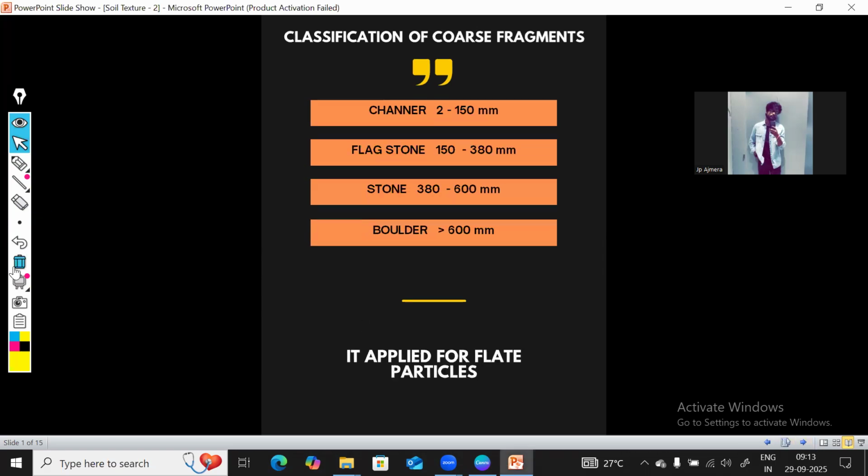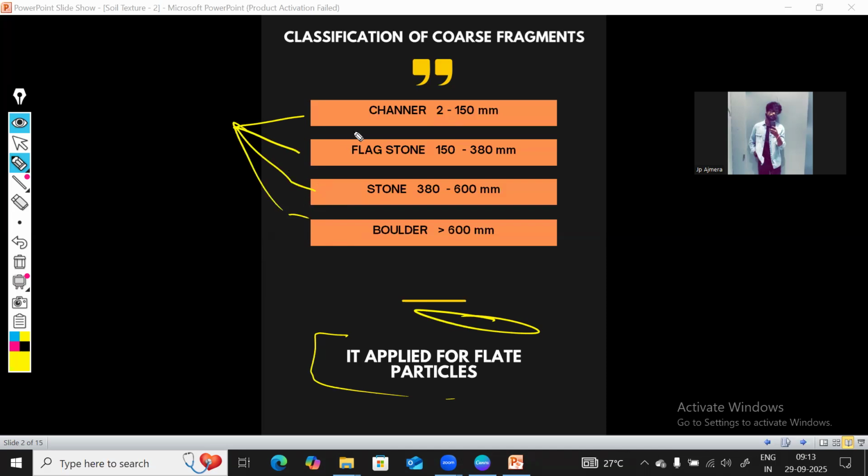What is the classification of coarse fragments? We learned the classification of cubic or round particles. The next one is for the flat particles. There are four classifications that exist for flat particles. The first one is channel, then the second is flagstone, then stone, then boulder. Boulder size is the same in both classifications. We'll go through these three.